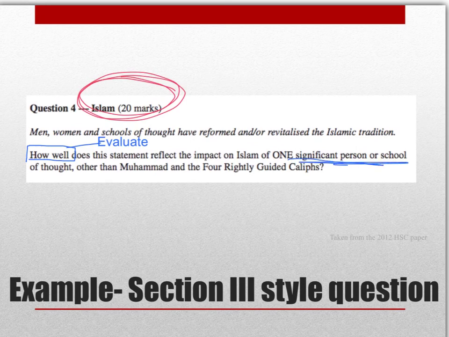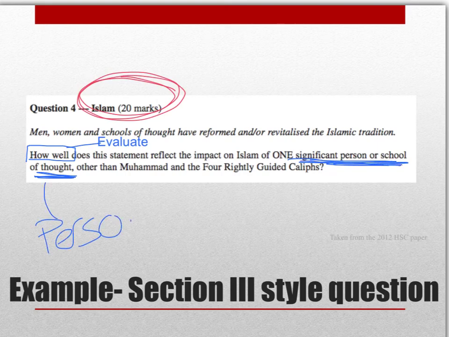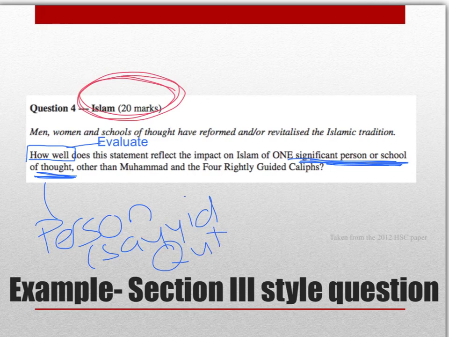Significant person or school of thought. Now, in Islam, fun fact everyone, we are going to deal with Sayyid Qutb, which you don't necessarily need to know at this point, but, you know, why not?